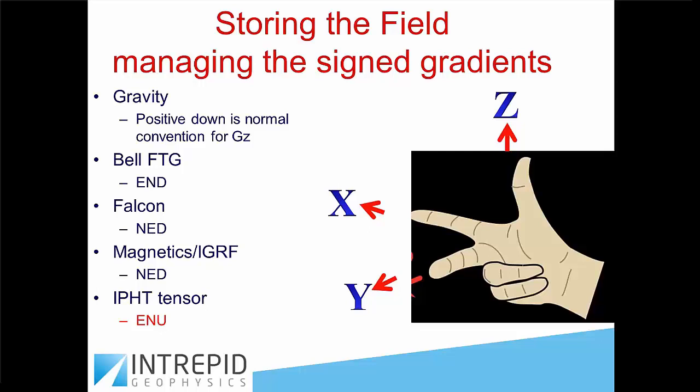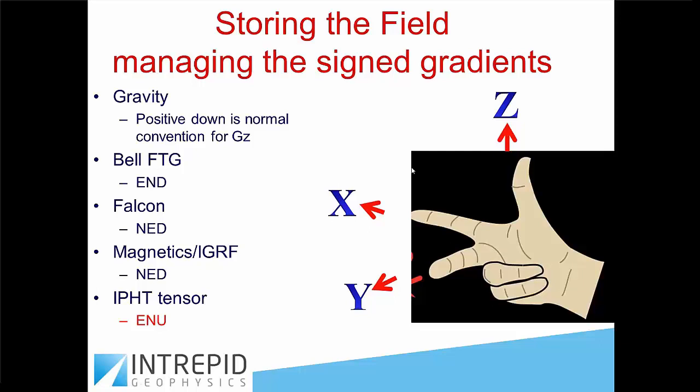When you have a potential field and you want to deal with gradients, it is imperative that you manage the sign of the gradients. I like to talk about the right-hand rule, and you can see the hand there, where, if you may remember from your first year physics class at university, the thumb is up when you're holding your right hand. That means the Z is up.